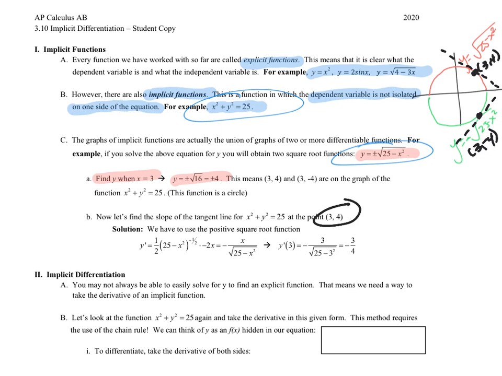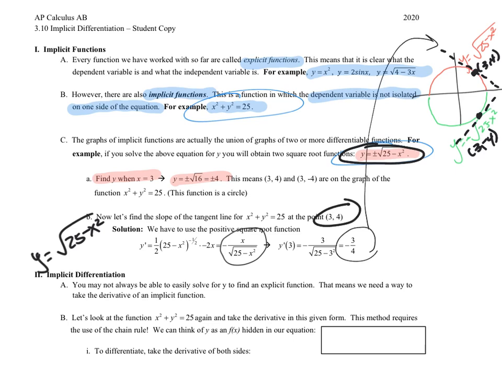Now, because I already went ahead and isolated the y up here, I can simply take the positive version, y equals the positive square root of 25 minus x squared, and find that derivative. That's what I did for you in this first set. It says, let's find the slope of the tangent line. We have to use the positive square root function. So I worked through, here's my derivative. After being simplified, I evaluated at 3 and got negative 3/4. In other words, the slope of this tangent line here is negative 3/4.